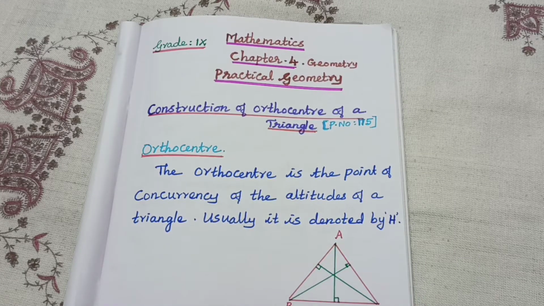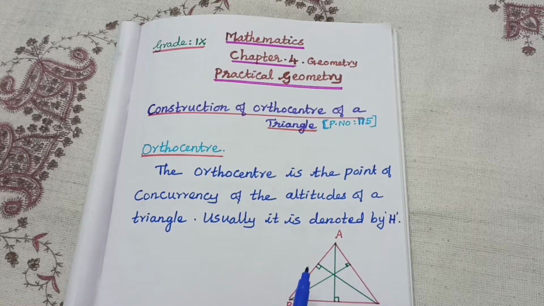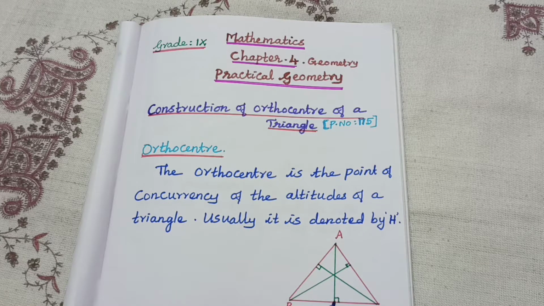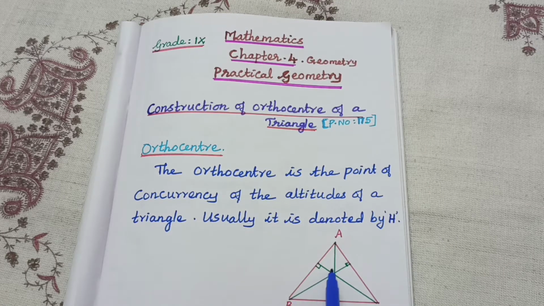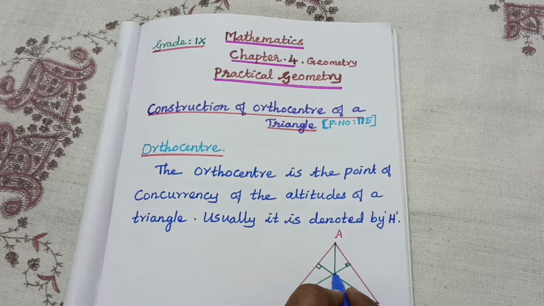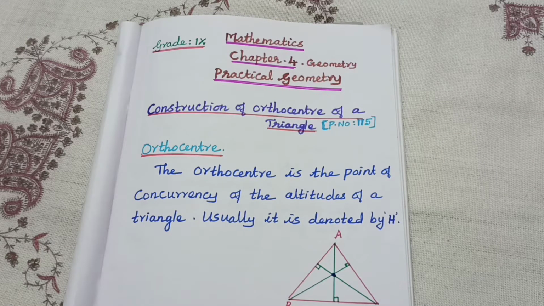This is an acute angle triangle. How many vertices are given? A, B, C. From vertex A, this is the altitude. Altitude means it will come at 90 degrees. This is the 90 degree. From vertex B, this is the altitude, 90 degrees. Then from vertex C, this is the altitude. The point of concurrency, where these three altitudes intersect, is called what? This is the orthocenter.